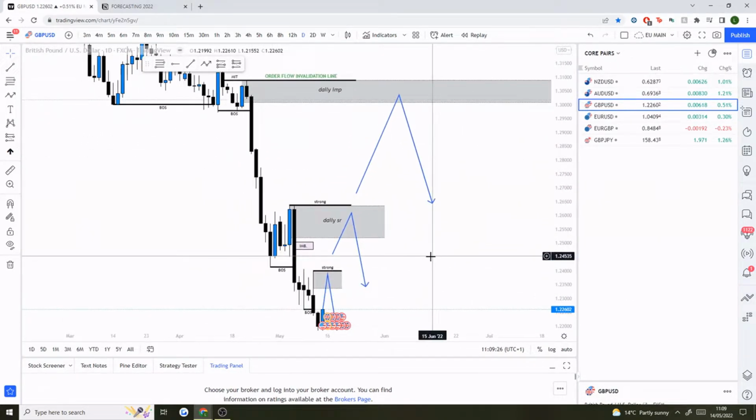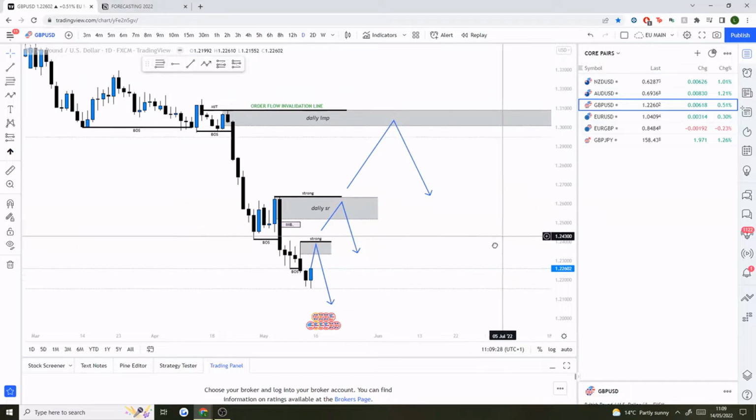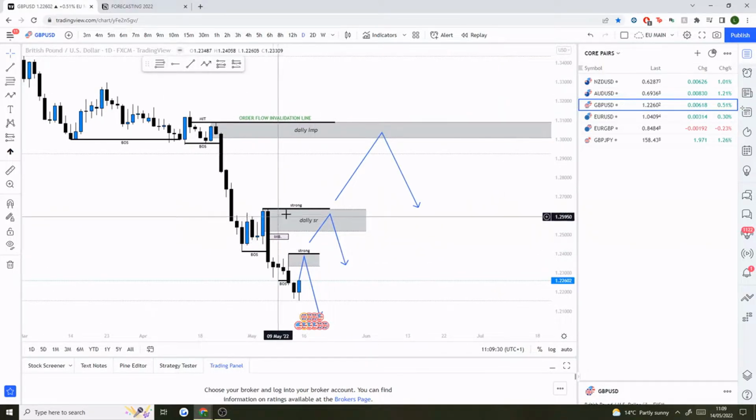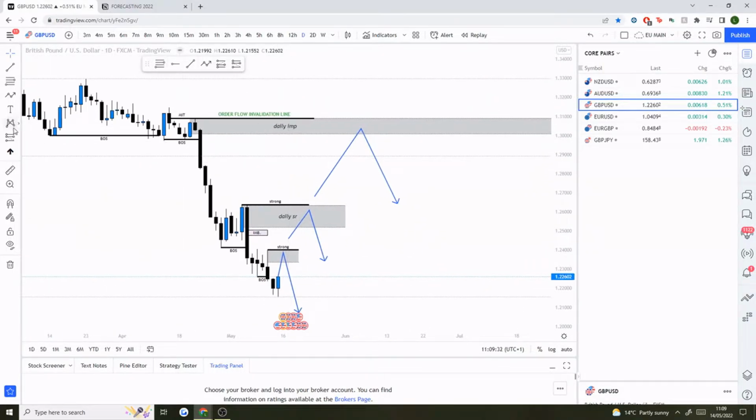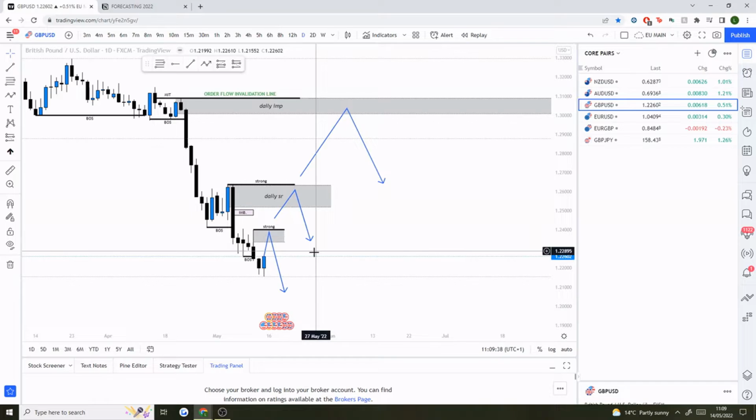So for me, from a daily perspective, what I'm expecting is that at some point, price is going to come back up into this daily SR. I'll then look to sell away from the daily SR, following my entry model, and hopefully that move can then take us to break new structures on the daily.